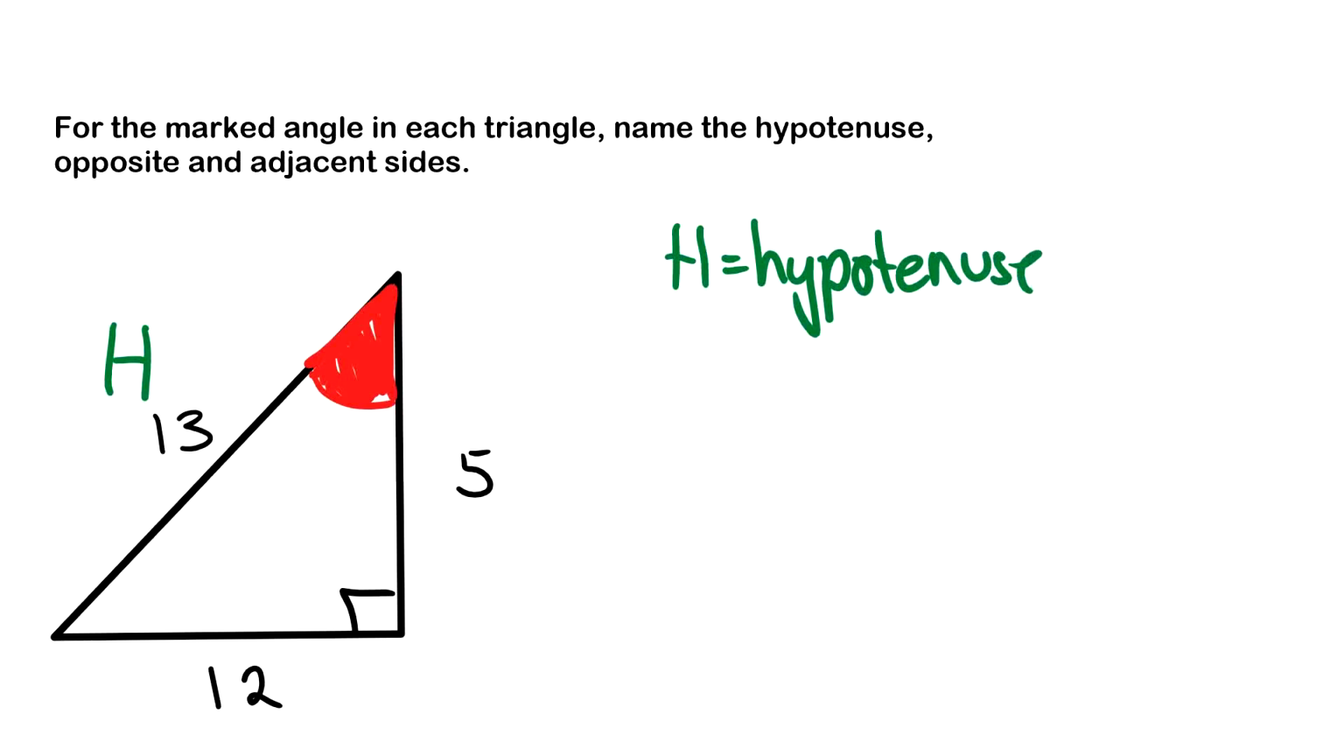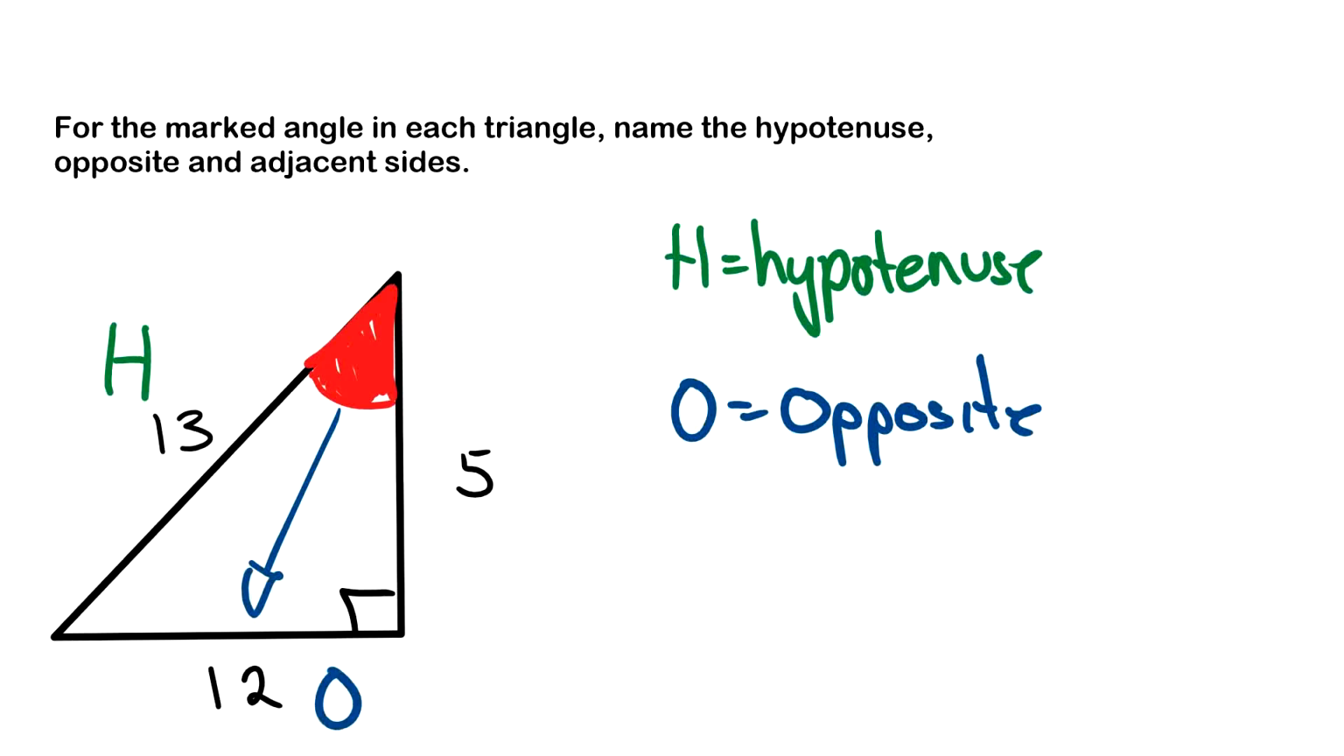The next one we're looking at is the opposite side, so O for opposite. Remember, the opposite is a straight line leaving the angle we're looking at. If I draw a straight line down here, that's my opposite side. And finally, the last one is my adjacent. Remember, adjacent is next to or between our angle and the right angle. If I draw a curve, there we go, that's my adjacent side. Once you've named two, it's quite easy to name the last one. I already knew the hypotenuse and the opposite, so I could have just put an A there for adjacent.